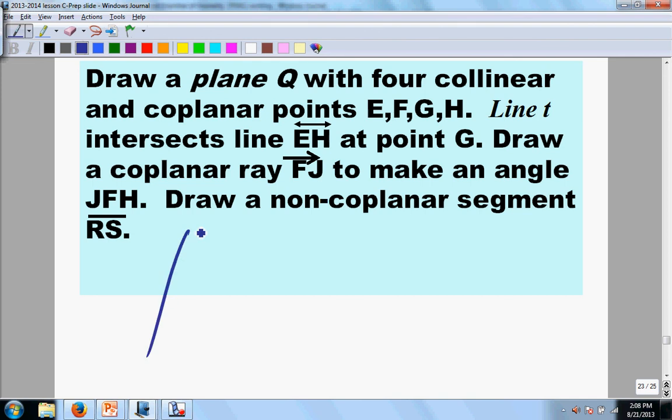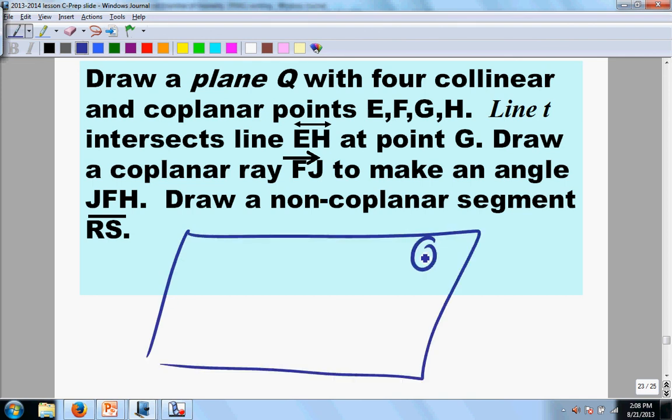Okay, plane Q. Here we go. So you got a plane Q going on here. For collinear and coplanar. Collinear means on the same what? Line. Thank you. So you got a line on the plane, E, F, G, H. Then you have line T intersecting EH. What happened to all the other points? You only need 2 points to name the entire line. I don't have to call that line EFGH. I can call it EF, call it FG, call it GH, doesn't matter.